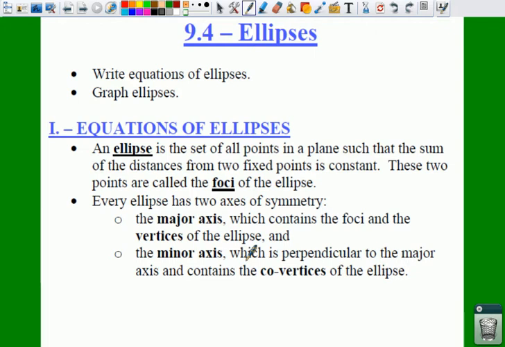In lesson 9.4, you're going to be going over ellipses. So what they are is basically just an oblong circle, and they follow a similar equation to your circles. What we're going to do is write equations of ellipses, and then we're also going to graph them.